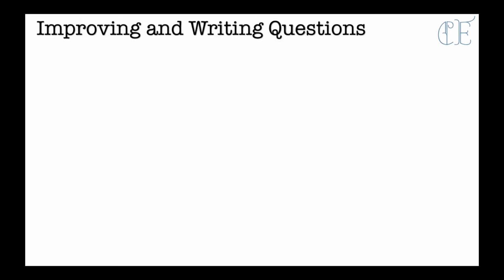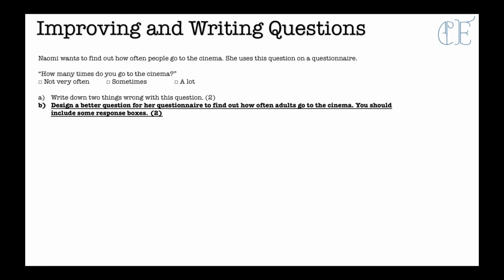So, improving and writing questions then. Another thing that you will be asked is to improve the question. Here is Naomi's question again. Naomi wants to find out how often people go to the cinema. How many times do you go to the cinema? Not very often, sometimes, a lot. A is to write down 2 things wrong with this question, giving you 2 marks. And B is to design a better question for her questionnaire to find out how often adults go to the cinema. You should include some response boxes.